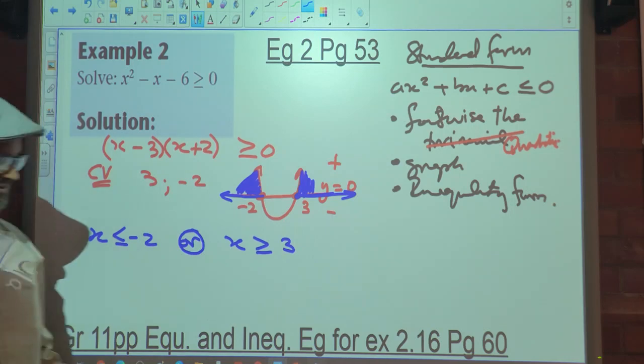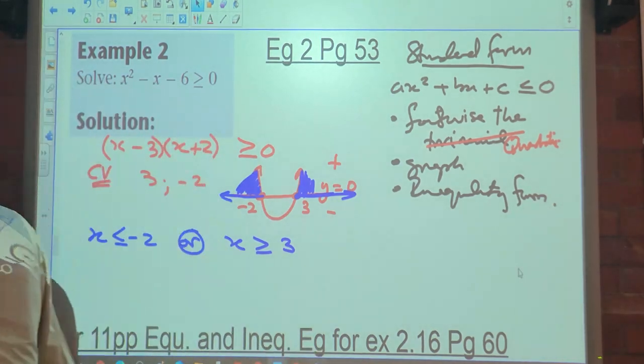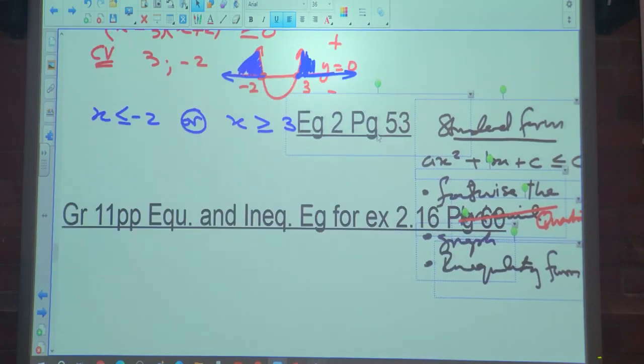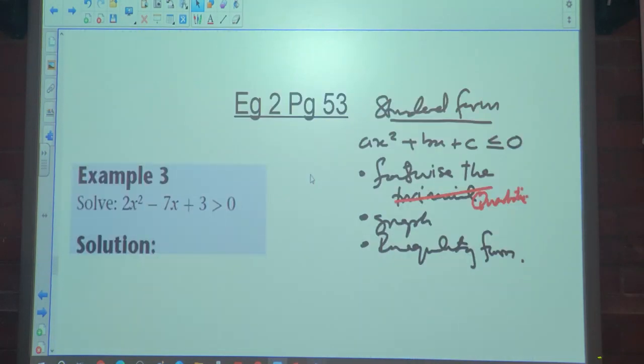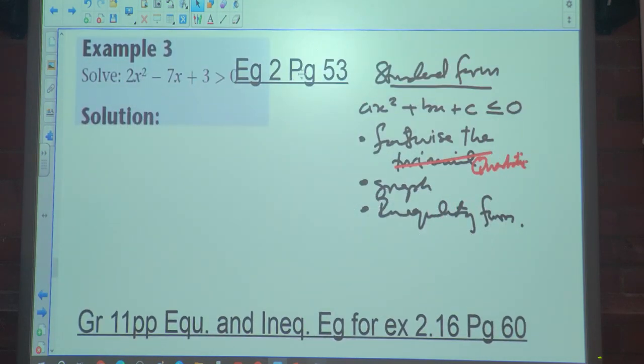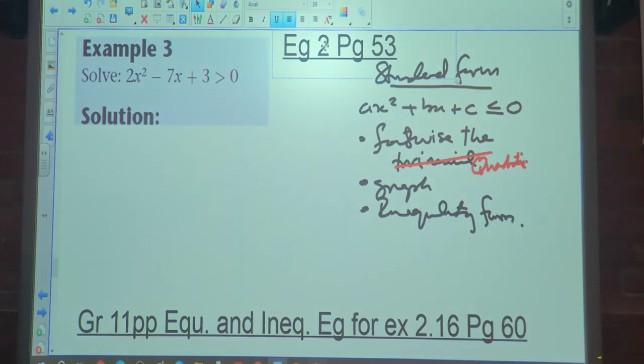Any confusion? Any confusion? No? But the next one, I think we must just pick up the pace a bit. This is number 3. Example 3 is on page 3.